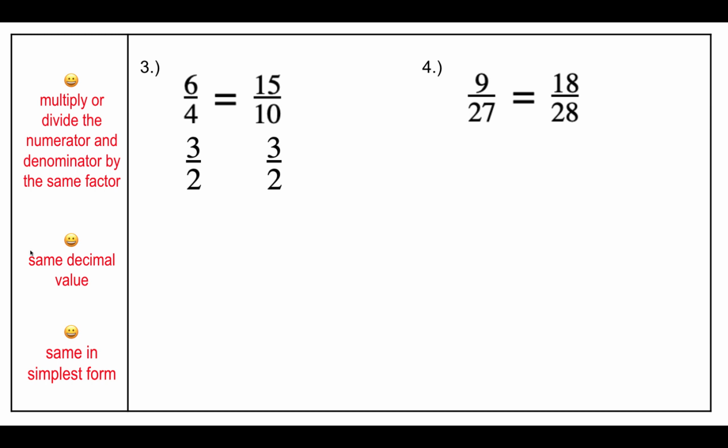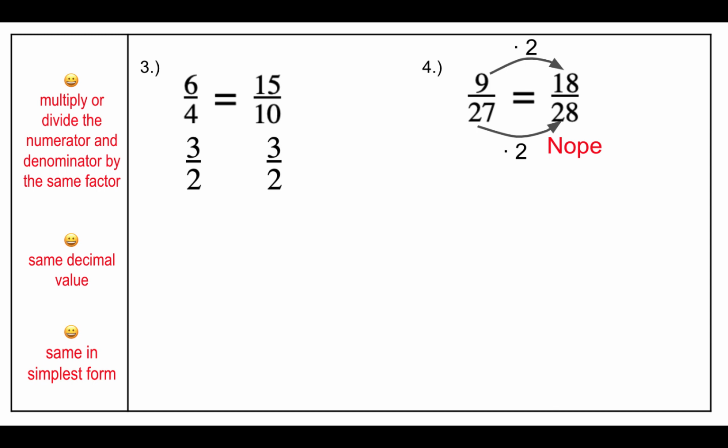Using the first strategy, do you see how you're going from one to the other? Meaning, how am I going from 9 to 18? Well, I'm multiplying by 2. Okay, so 27 times 2, does that give you 28? Nope. You're not multiplying by the same factor or dividing by the same factor. Those ratios are not equivalent.